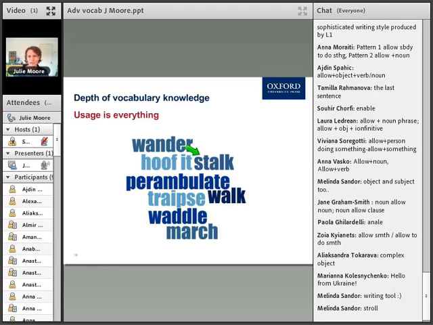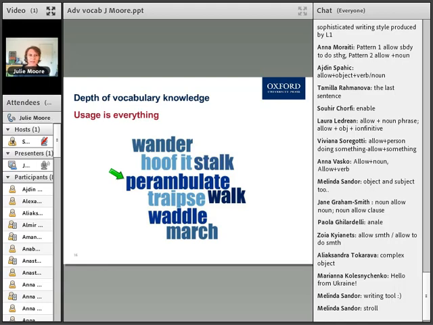Let's have a look at some of these words here. We've got some lovely juicy vocabulary here. So we've got lots of words that all describe walking. But there's a lot more to understand about these words. So if we go for a word like wander, gentle, relaxed kind of walking. So it's a particular kind of walking. Hoof it, very informal expression, slightly slang expression almost, to describe somebody walking somewhere.